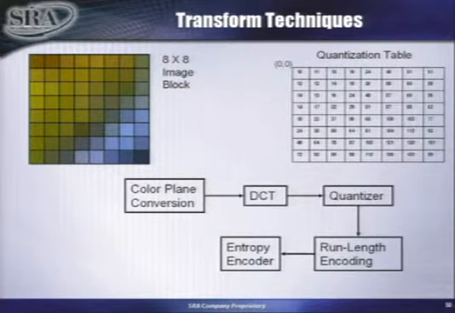Anybody know what run length encoding is? Haven't had a data compression class? Okay. Well, we'll talk a little bit about that in a minute. And then you entropy encode it. And then you end up with the final compressed file. These encoding schemes down here, run length and entropy coding, are all lossless compression techniques. And the DCT and the quantization is where the lossy part happens. So JPEG is actually a hybrid. It does some lossy compression, and then it does some lossless compression in the end.